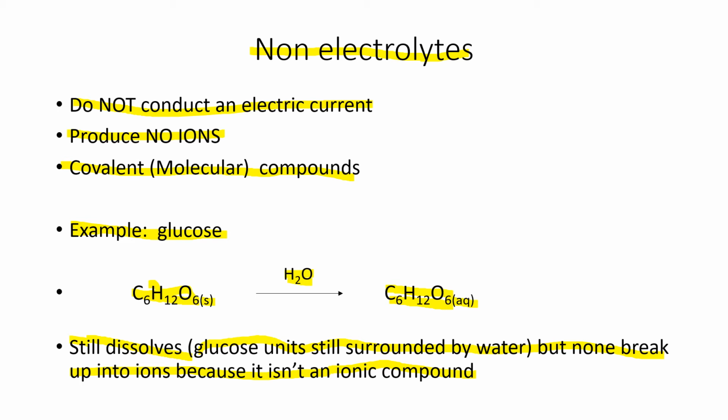If you had 100 units of glucose and you dissolve 100 units, you would get 0 units of ions. If you had 1,000 units of glucose and it dissolves, you would still get 0 units of ions, because glucose isn't capable of producing any ions when it dissolves.